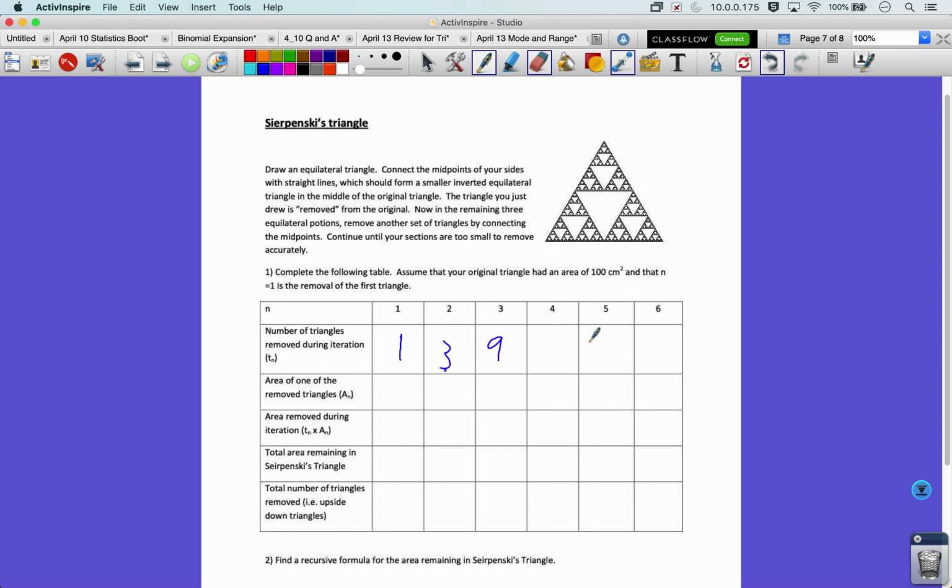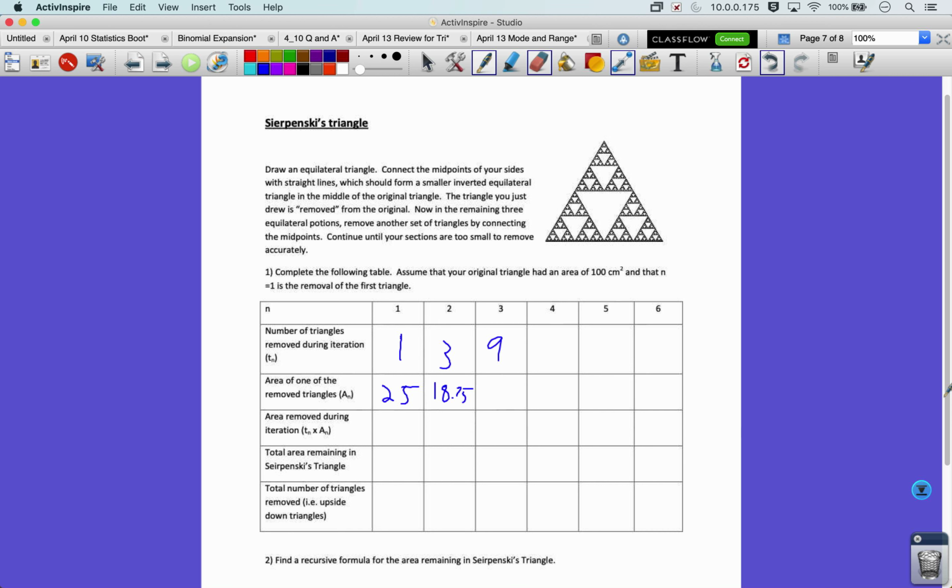Area. Well, if the whole thing at the beginning is 100, these triangles split it into fourths. So we're removing 25. And then we're keeping 75. And then that 75 will be split into fourths. We'll get rid of 18.75 and keep the rest, and so on.